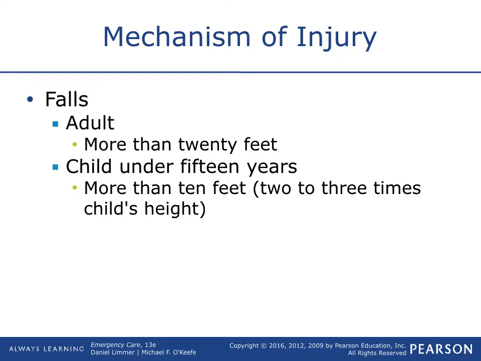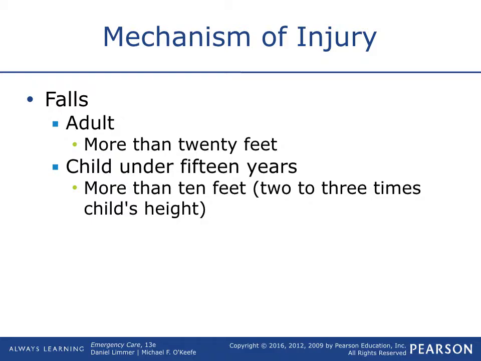So falls, adults more than 20 feet is bad. Really, a fall at any feet is bad, but they like to look at adults more than 20 feet. Child under 15 years, more than 10 feet, 2 or 3 times the child's height. That's kind of how you gauge. So when they do fall, the hospital asks, and in your reporting they'll ask that question, like how far was the fall? 10 feet, 20 feet. Kids, it's 2 or 3 times their height.